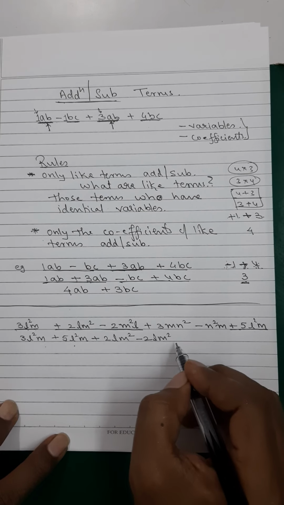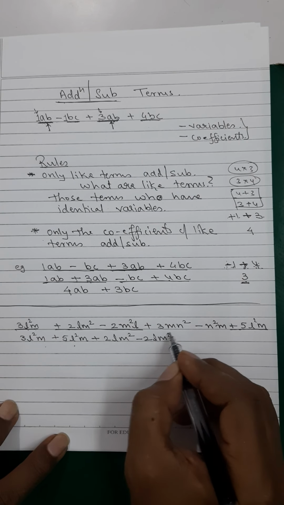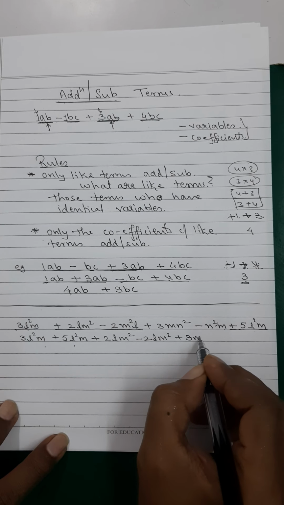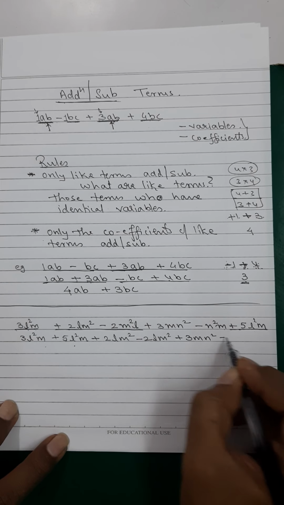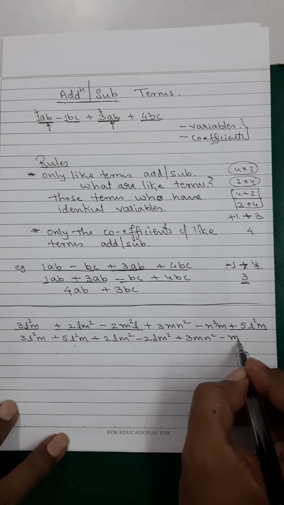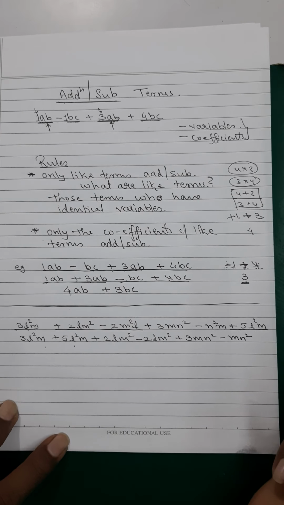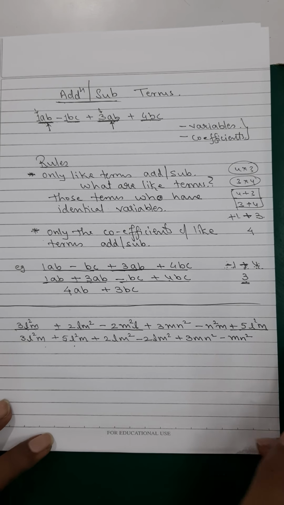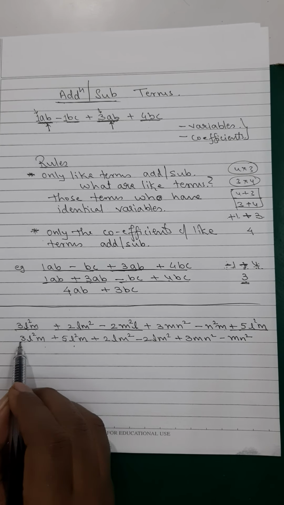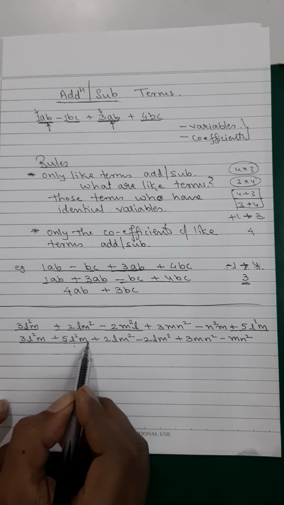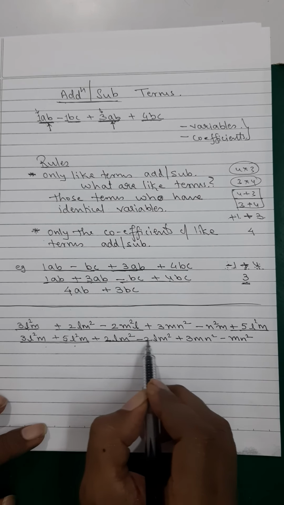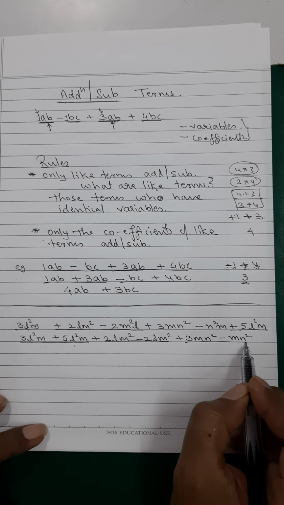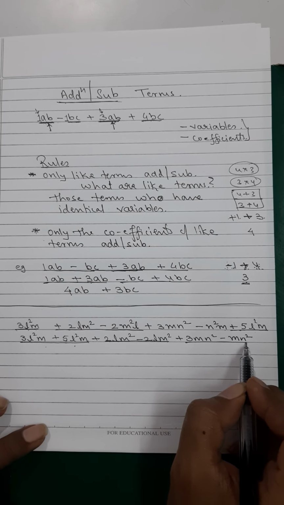Now going forward, these again are like terms. See, n square m plus 3mn square minus mn square. I can change the order of multiplication, no problem. So now these are the like terms, they will operate among each other. These are the like terms, they will operate among each other. And these are the like terms, they will operate among each other.